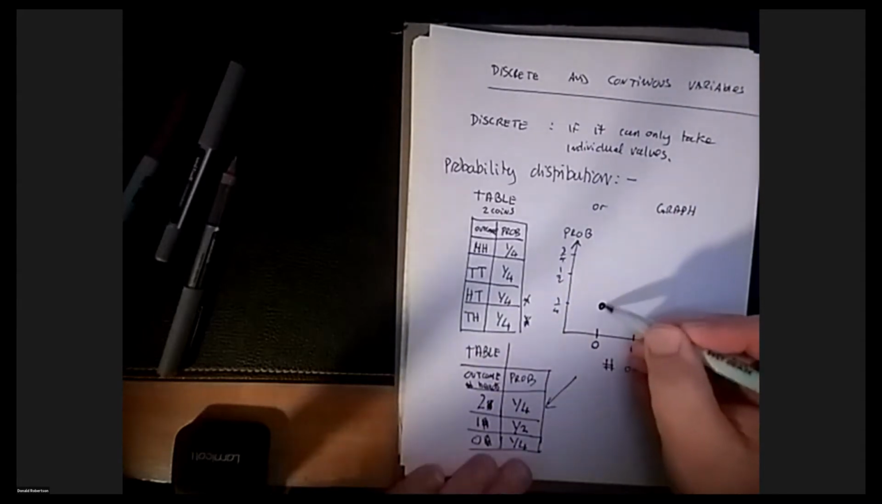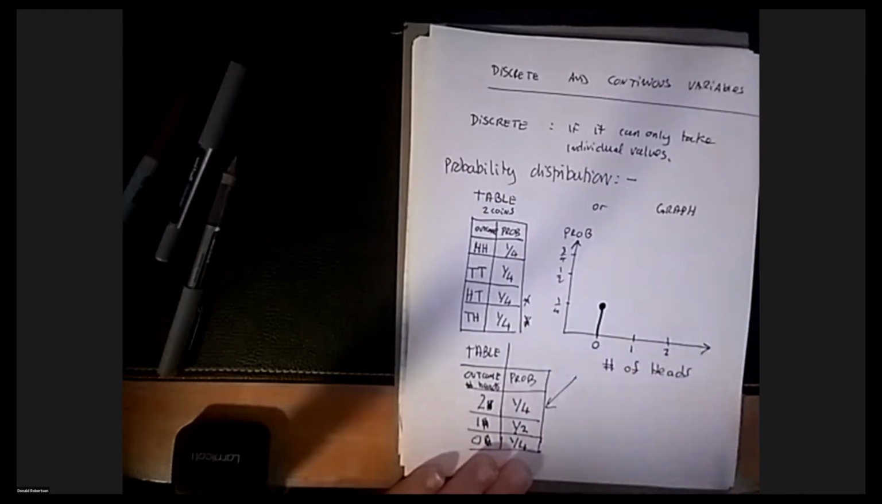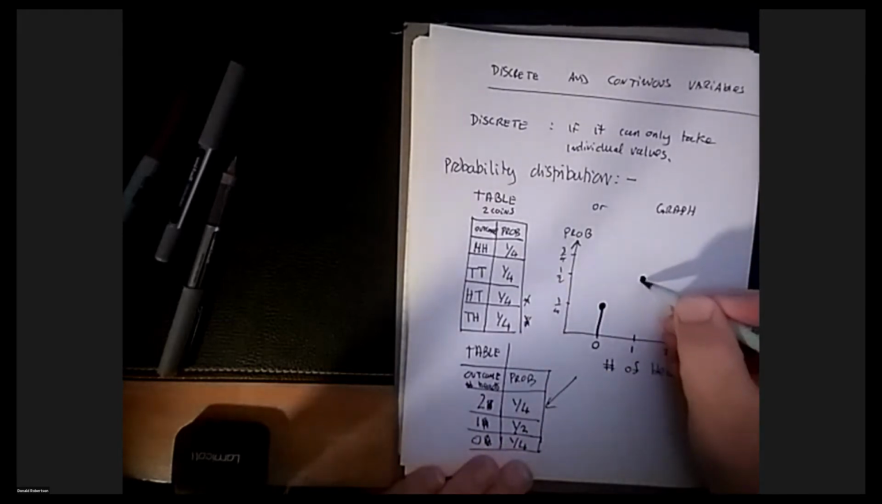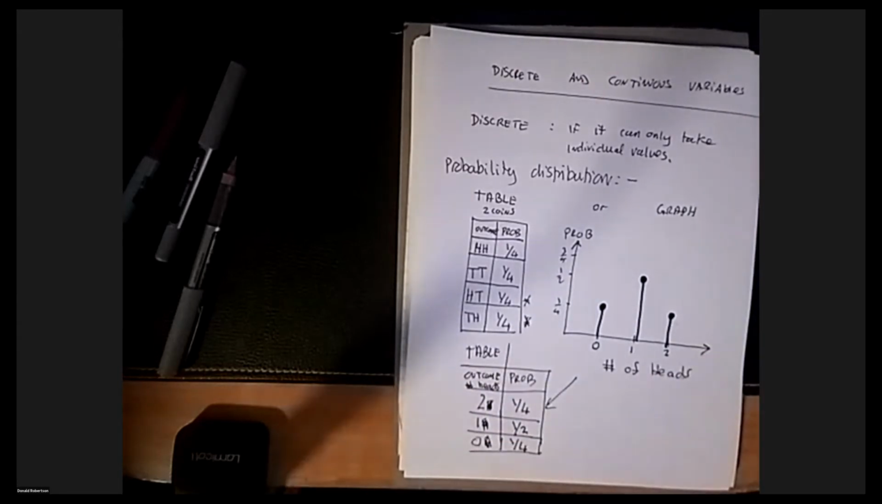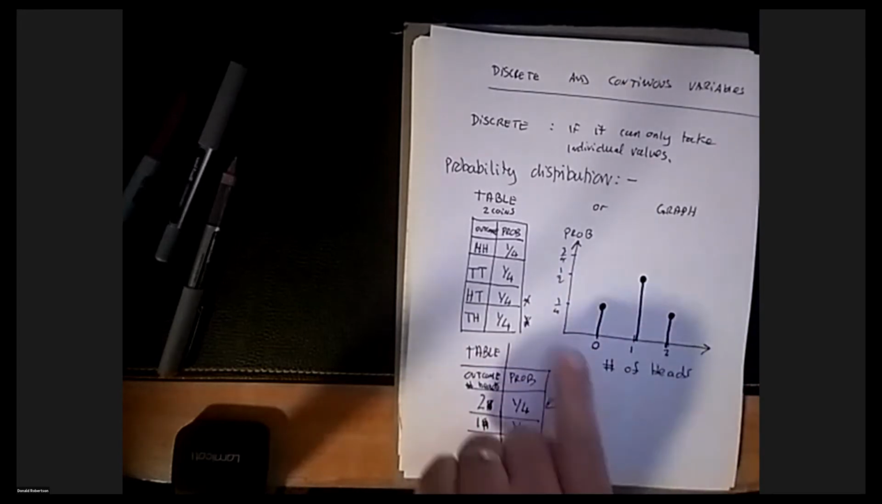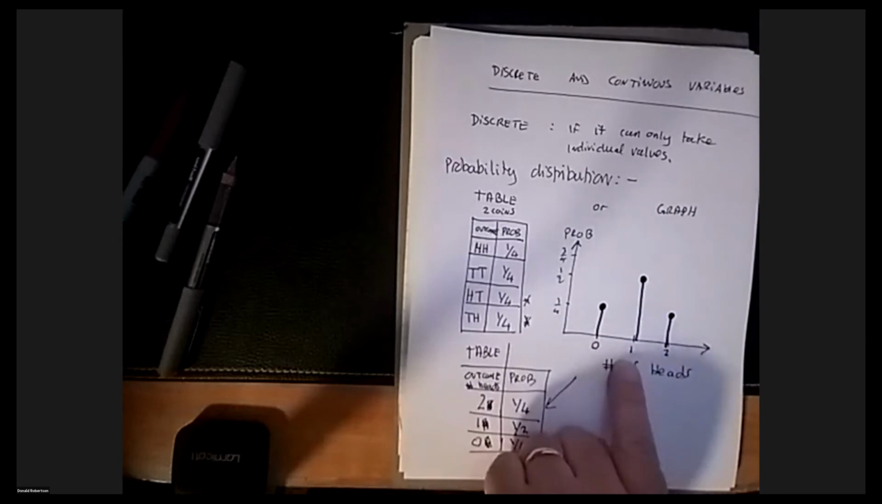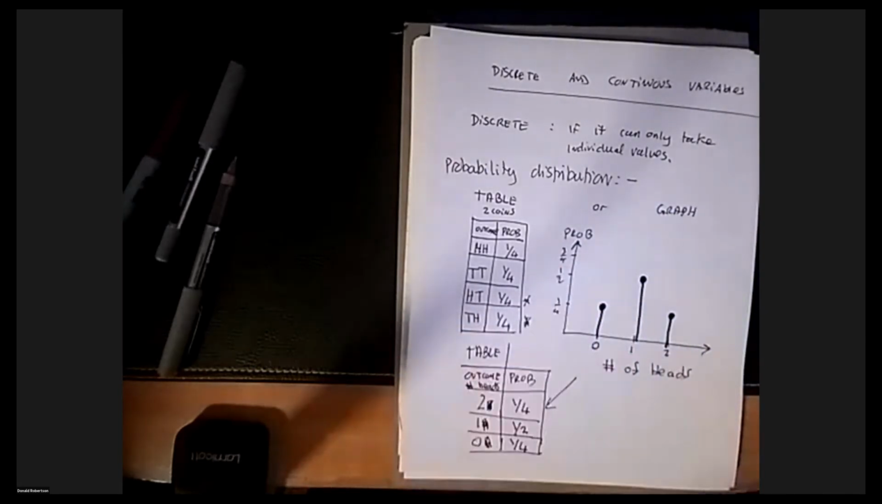You put a dot there and a little line. You put a dot there, a little line. And you put a dot there, a little line. So this is a graph of a probability distribution. What it does is it shows you all the things that can happen and the probability of those things happening.